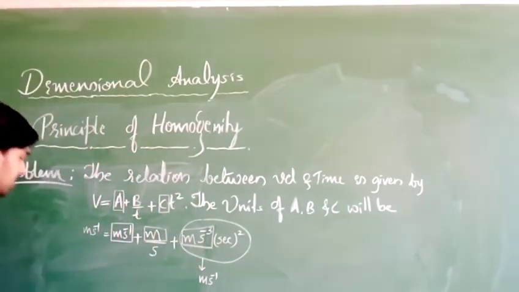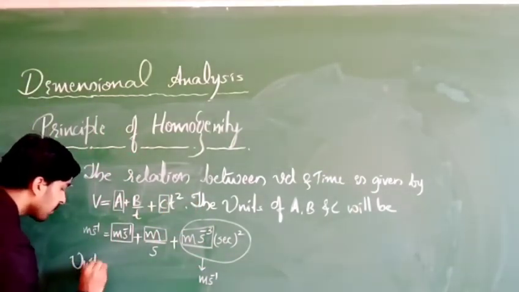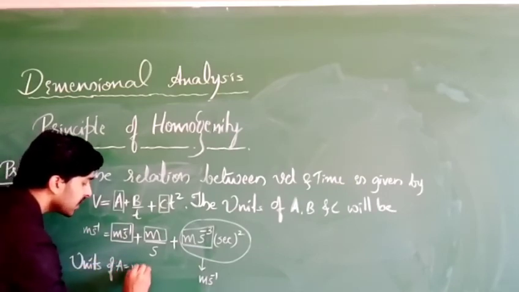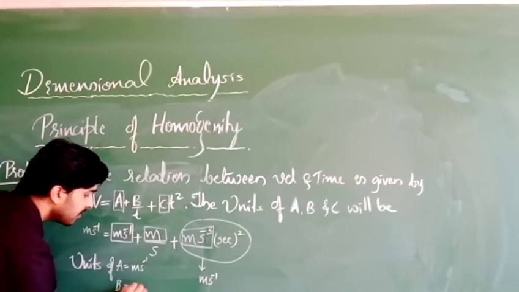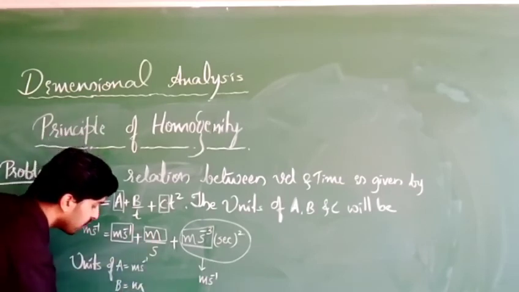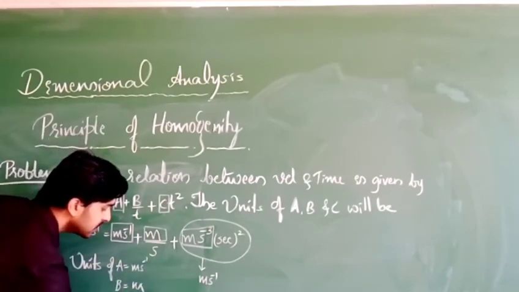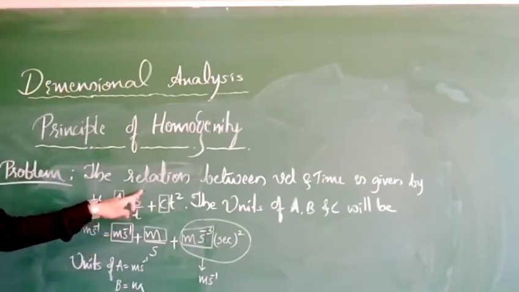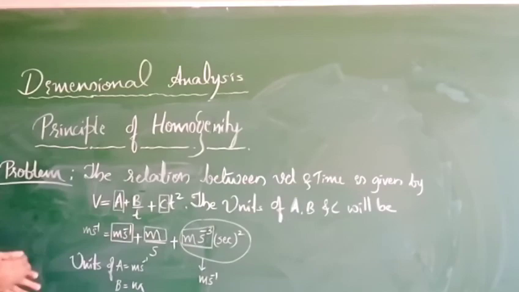So finally, the unit of a is meter per second. Clear? For b it will be meter. For c it will be meter per second cube. Clear? In this manner you have to apply the principle of homogeneity.